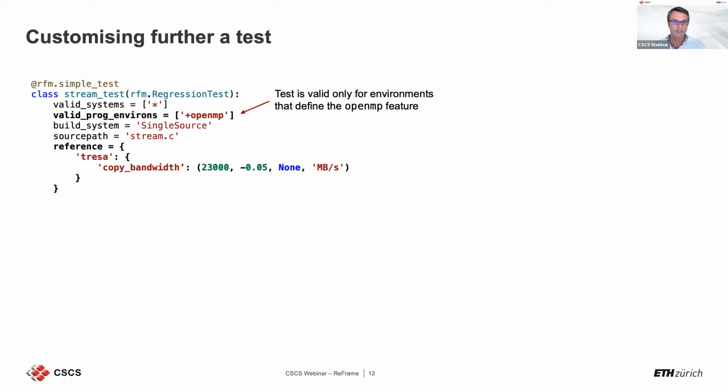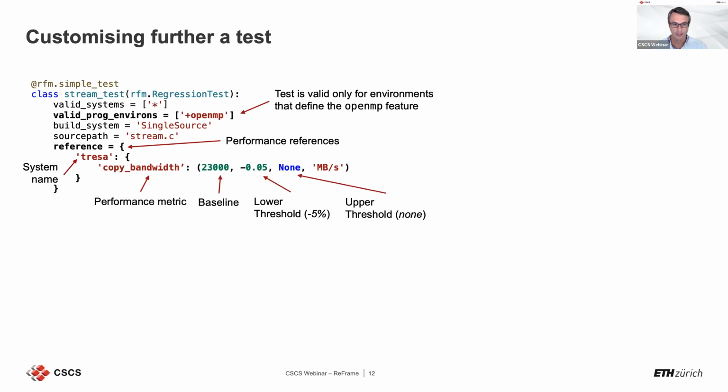And one thing we changed now in this is the valid programming environments. The other is that we can now define performance references, and you define them through this variable called reference, which is a special dictionary. So you have the system name or system partition, and then the performance metric, and then a tuple that has the baseline and the lower threshold, which expresses a fractional number over the baseline, and the upper threshold, in this case none, and optionally the unit.